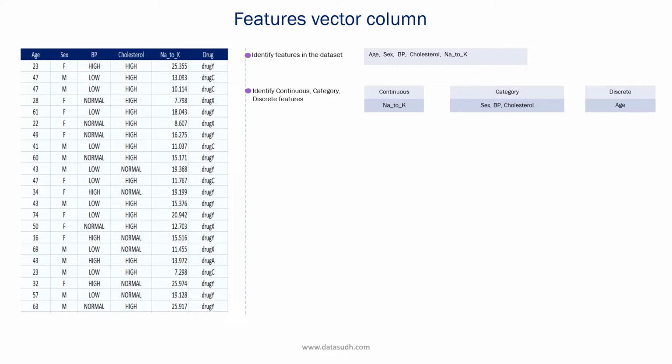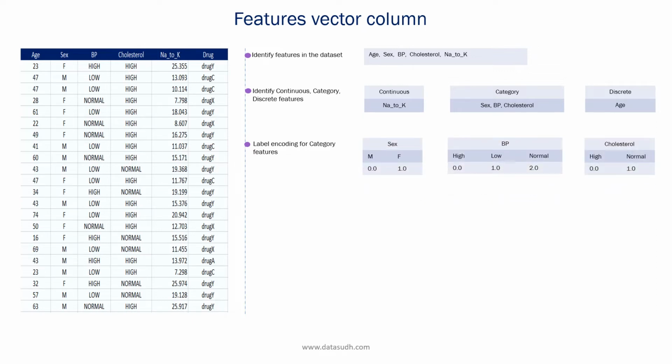For continuous and discrete, we don't need to do any additional step and they can be accepted as they are by the feature vector input. But for category values, which are label values, we need to convert those labels into a numeric index and vector so that they can be accepted as an input by the feature vector. That process is also called label encoding, wherein each value is assigned a unique numeric index. For example, for each category variable, the unique label values will be assigned a label index.